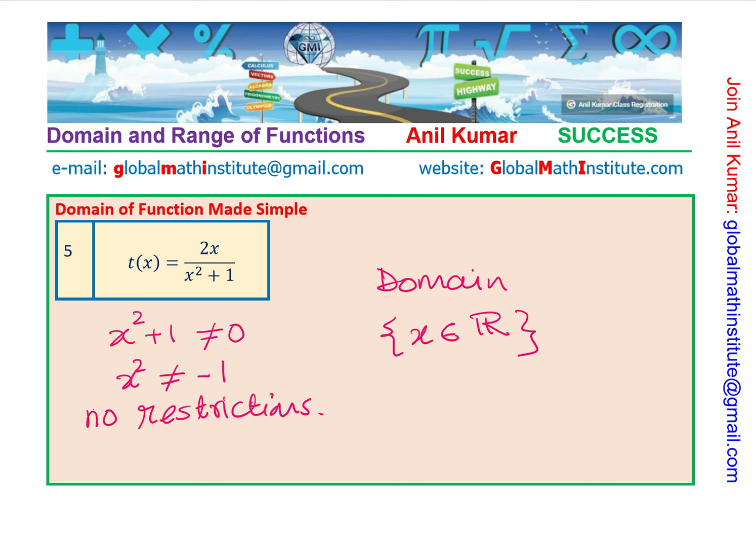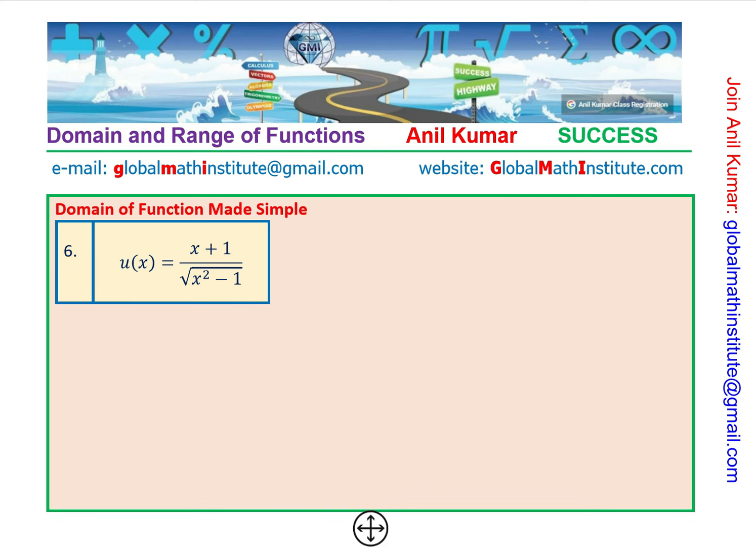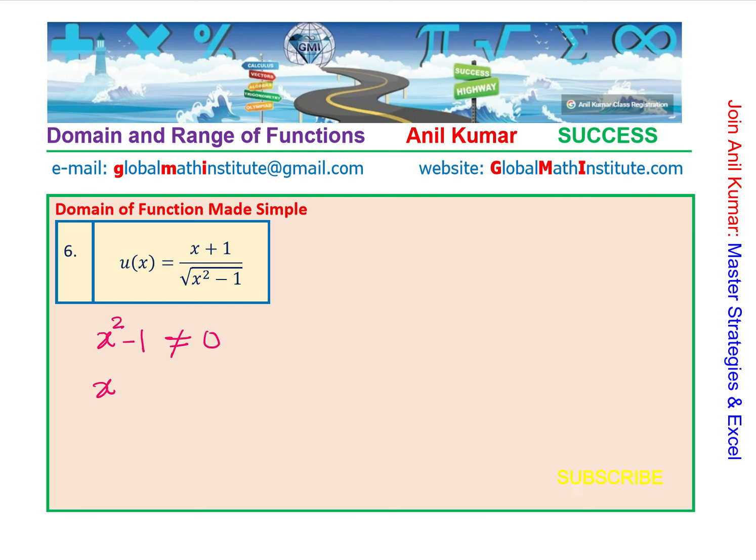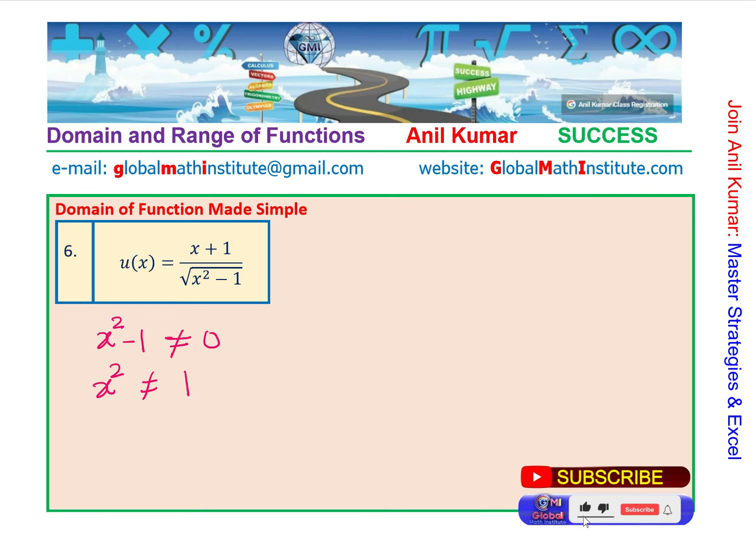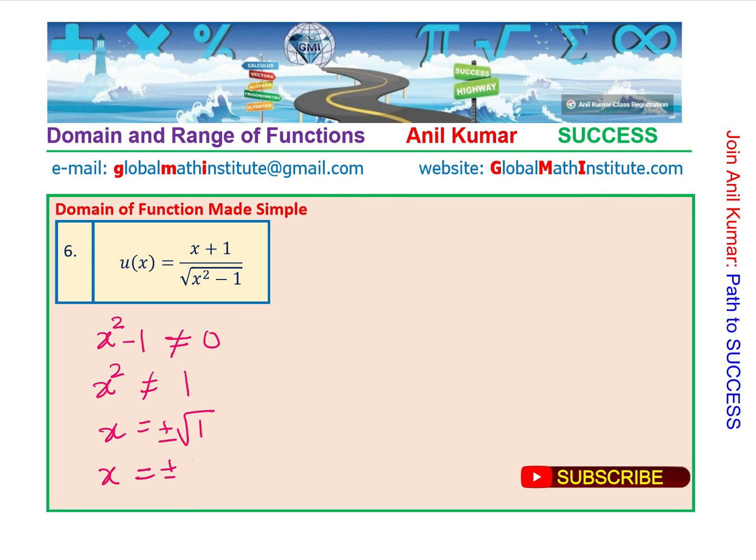Perfect. Move on to the next question, which is the function u of x equals x plus 1 over square root of x squared minus 1. So there are two conditions here. One is that x squared minus 1 should not be equal to 0. Right? So that gives us x squared is not equal to 1, or x is not equal to what? Well, square root of 1 but with plus and minus signs. So remember this, x is not equal to plus or minus 1. This is one part, right?